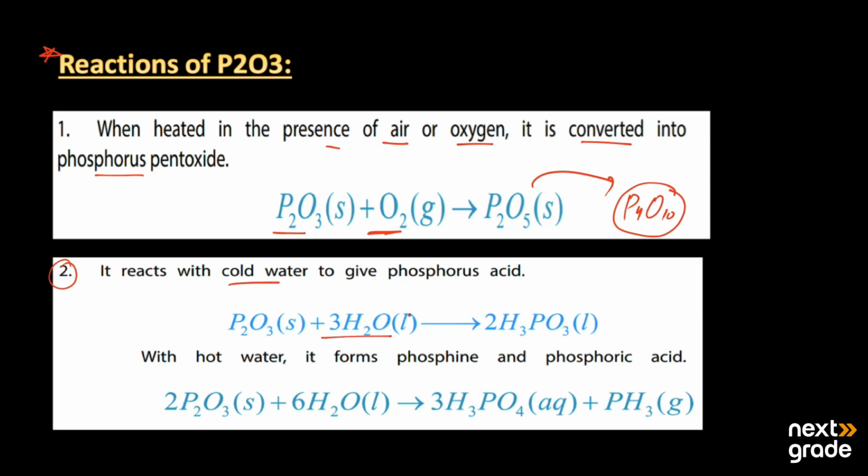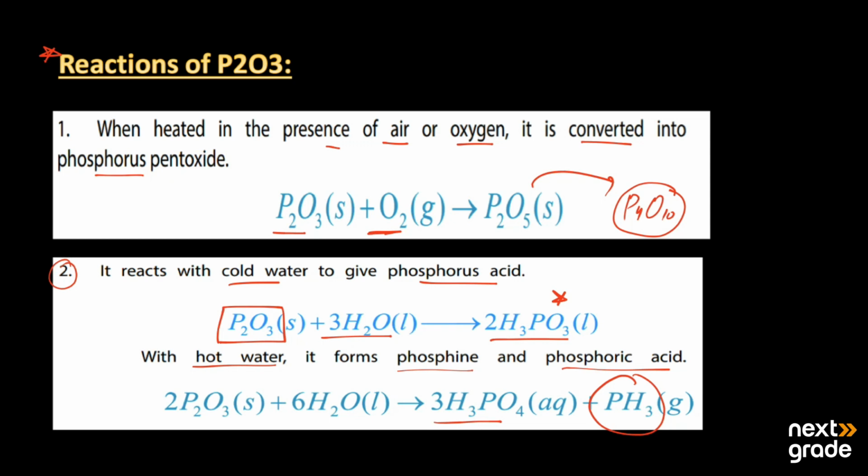Then we have the second reaction: it reacts with cool water, H2O, and gives phosphorus acid. The formula of phosphorus acid is H3PO3. So when this trioxide reacts with water, it produces the oxyacid of phosphorus. On the other hand, when we take hot water, it forms phosphoric acid, H3PO4, and phosphine, which is PH3.